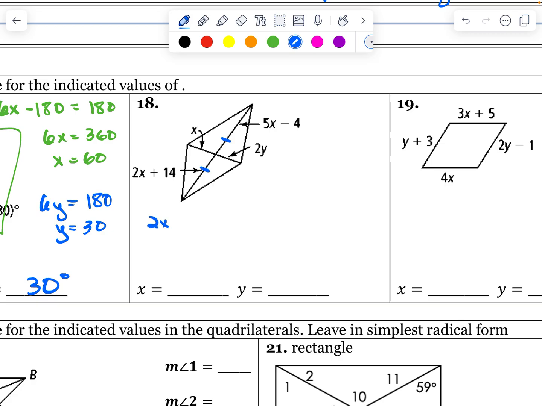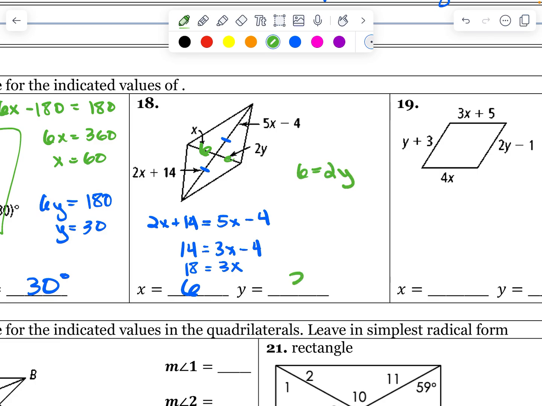So 2x plus 14 equals 5x minus 4. Minus 2x on both sides, 14 equals 3x minus 4, plus 4 on both sides, 18 equals 3x. Divide both sides by 3. X equals 6. So now that I know that this is 6, let's do it in a different color. I know that this is also 6, right? So 6 equals 2y. So y equals 3.